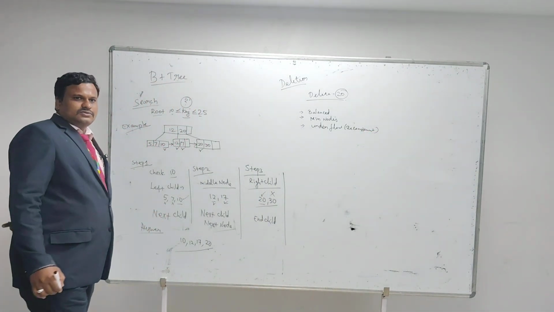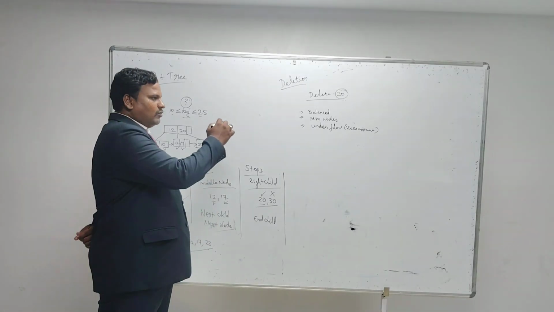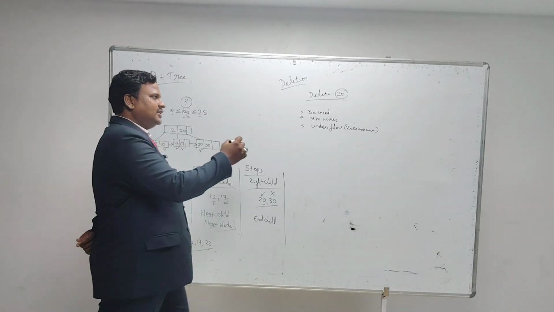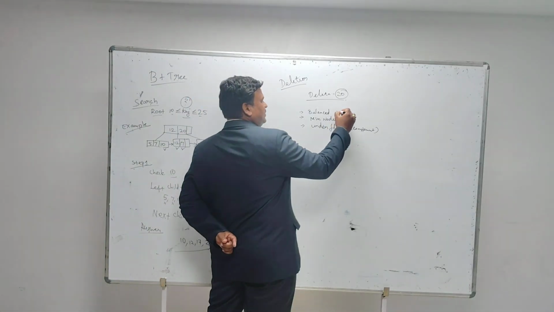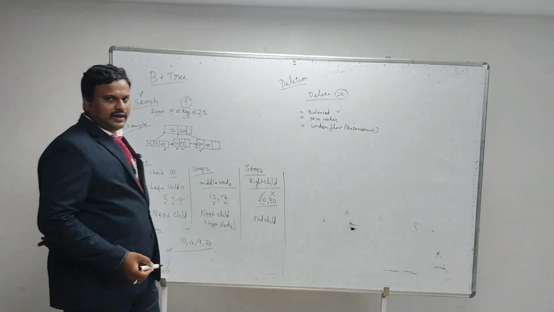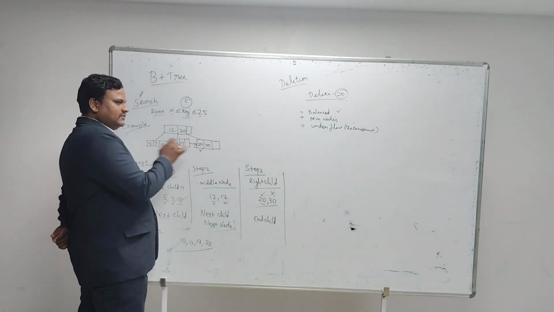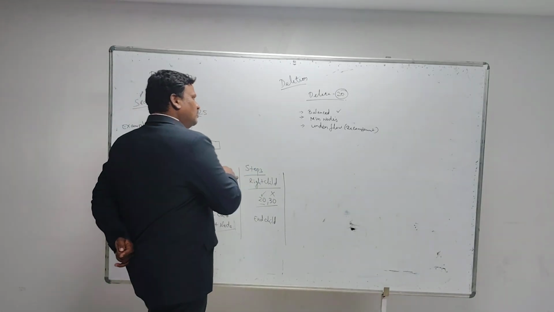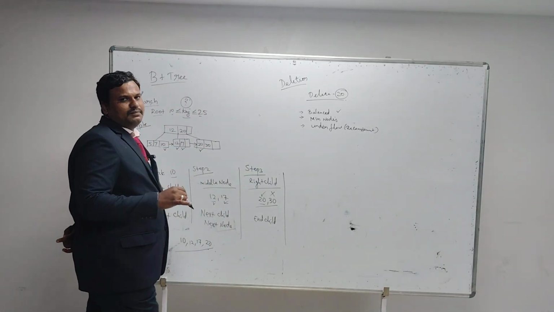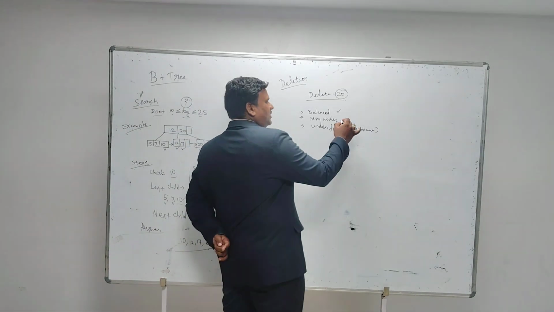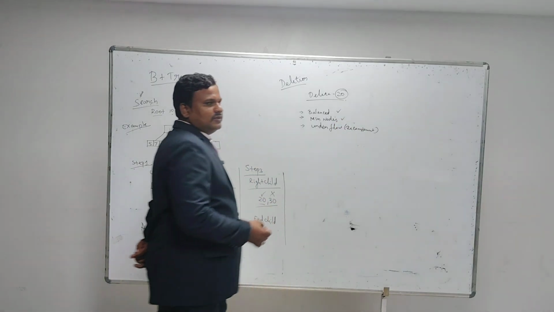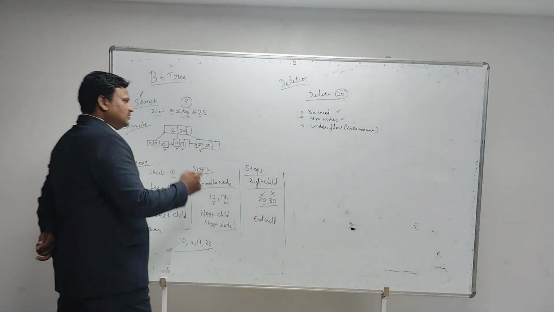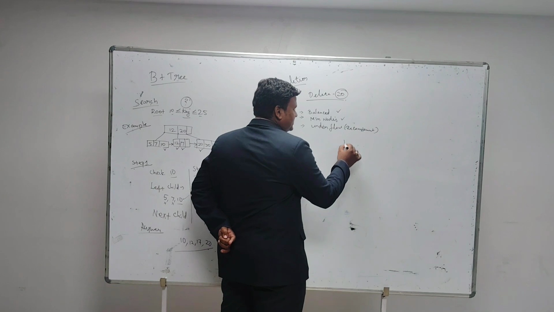Before we delete, we need to check whether we are deleting from a balanced tree. That is the first condition. So we are going to check that it is a balanced tree. Then next, if we are going to delete a node, we have to keep the minimum nodes. So first, I am going to draw this same example here.